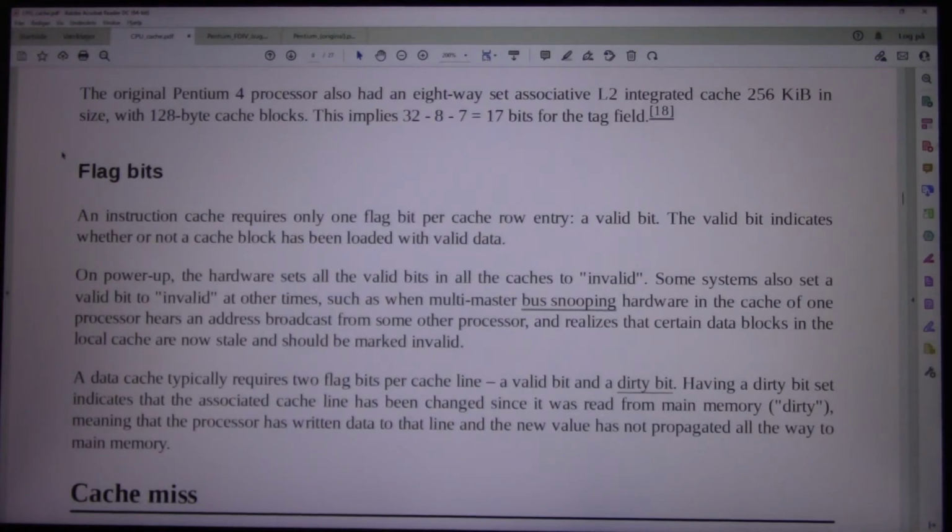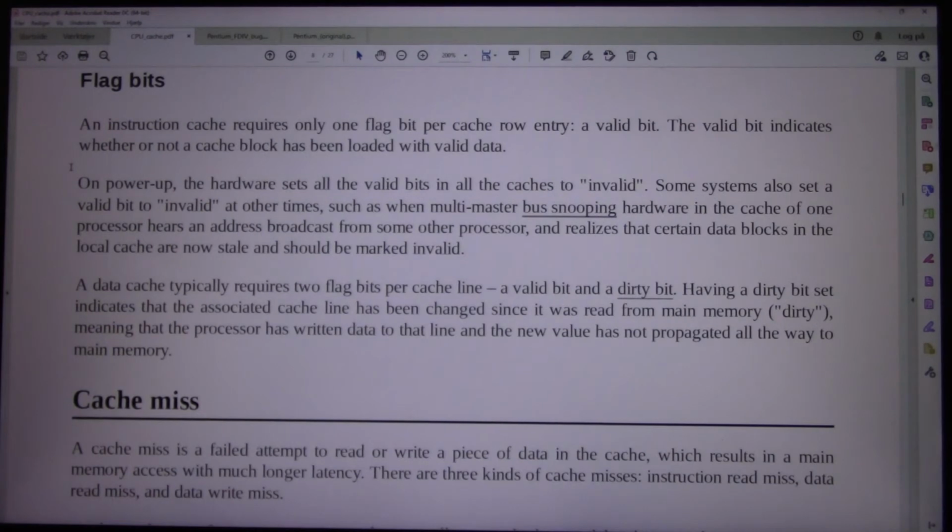Flag bits. An instruction cache requires only one flag bit per cache row entry, a valid bit. The valid bit indicates whether or not a cache block has been loaded with valid data. On power up, the hardware sets all the valid bits in all the caches to invalid.